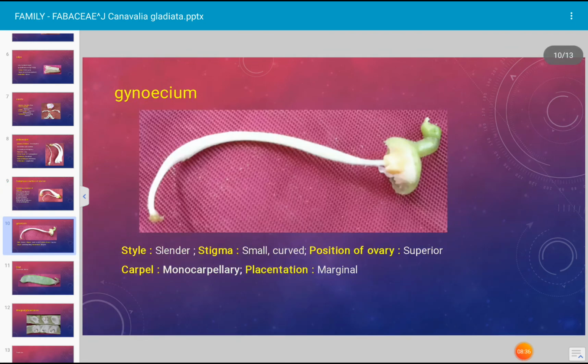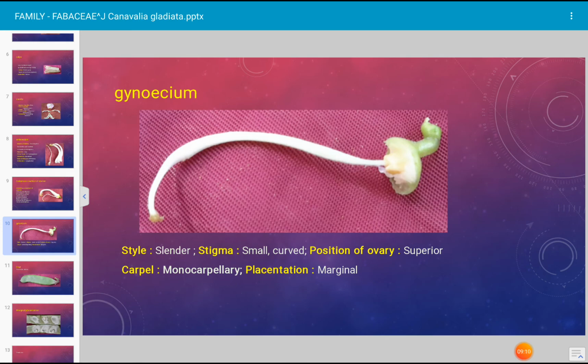Next, this is the female part of the flower, that is gynoecium. Gynoecium consists of ovary, style and stigma. Ovary is superior because floral units originated from the base of the ovary. Style is slender, long, soft, off-white, and stigma is small, curved. Carpels: if you take a section of the ovary, there is only 1 carpel. Hence, the ovary is described as monocarpellary ovary.